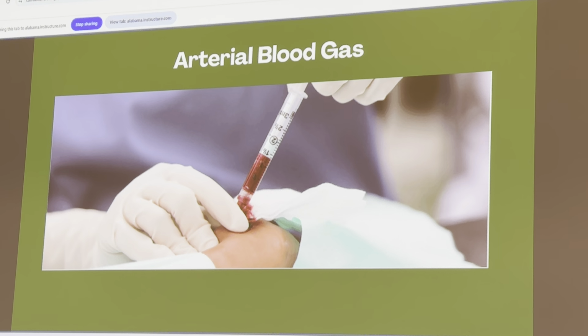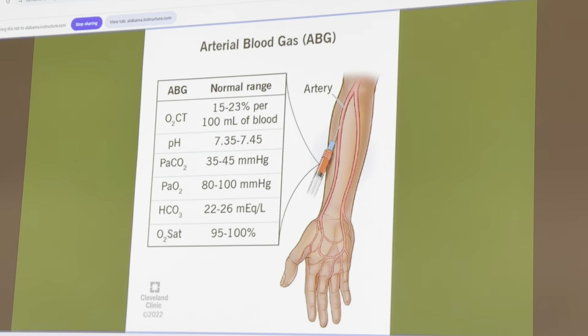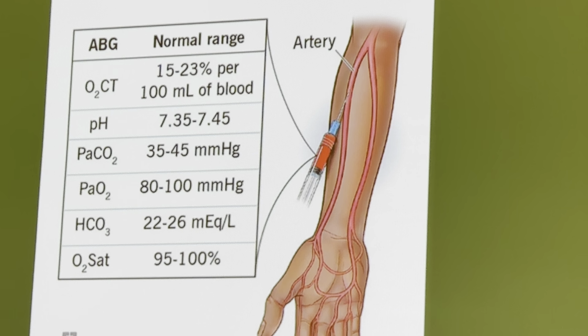Arterial blood gases. So remember, with arterial blood gases, the big things we're going to look at is our pH level. What's our normal pH? 7.35 to 7.45. Good. We're going to look at our CO2 as well. So 35 to 45. We're also going to look at our bicarb. 22 to 26 is going to be our normal value for that.